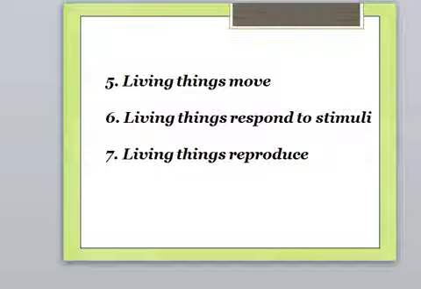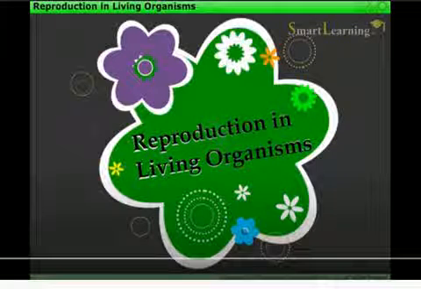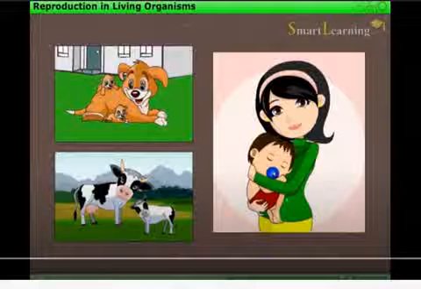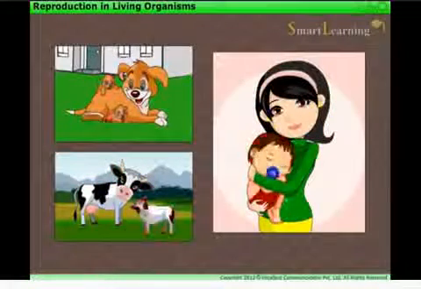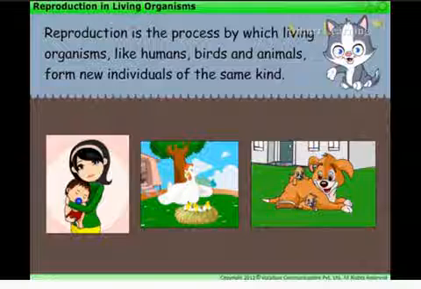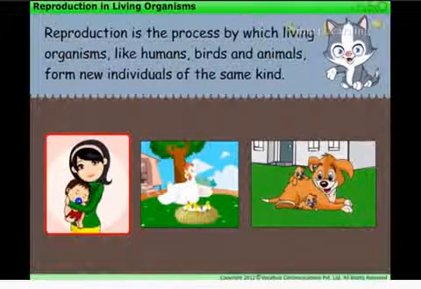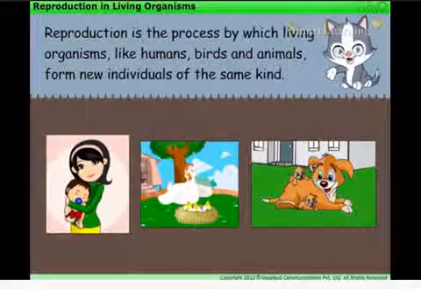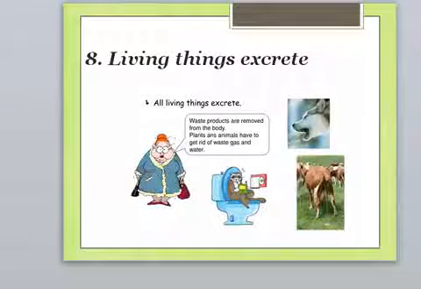Next characteristic: living things reproduce. Reproduction in living organisms. Have you ever wondered why all living beings reproduce their young ones? This is how the existence of their species is continued. So what is reproduction? Reproduction is the process by which living organisms like humans, birds and animals form new individuals of the same kind.